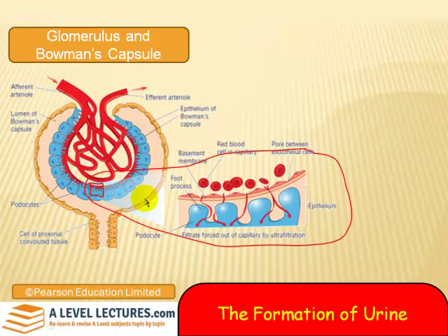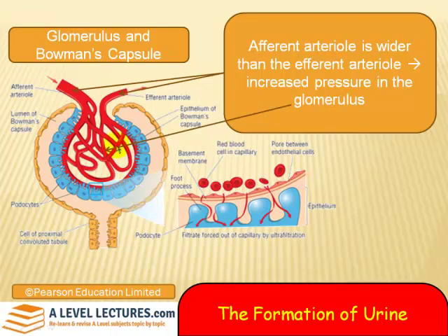Let's look now at some of the features of this. First of all, look at the diameter, and this is what's called the afferent arteriole. The afferent arteriole is very wide compared to this bit here. What that means is that you're going to build up pressure. Imagine loads of people rushing down a corridor and suddenly the corridor gets narrower. There's going to be an increased pressure. That increased pressure is really important.